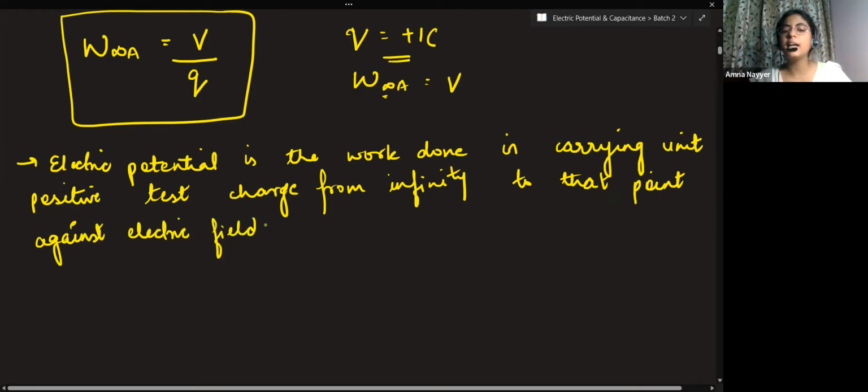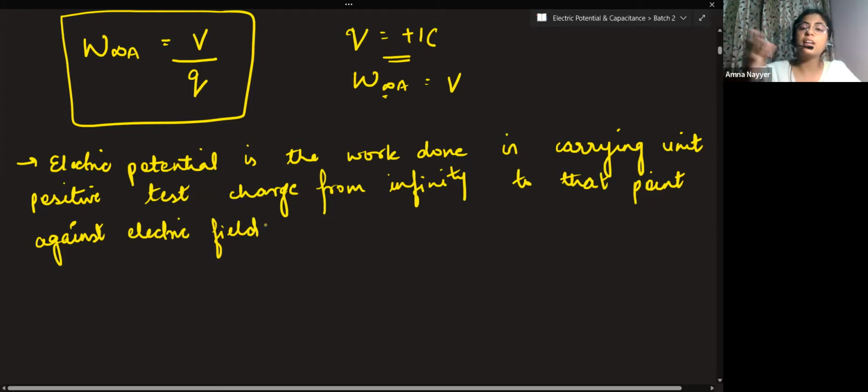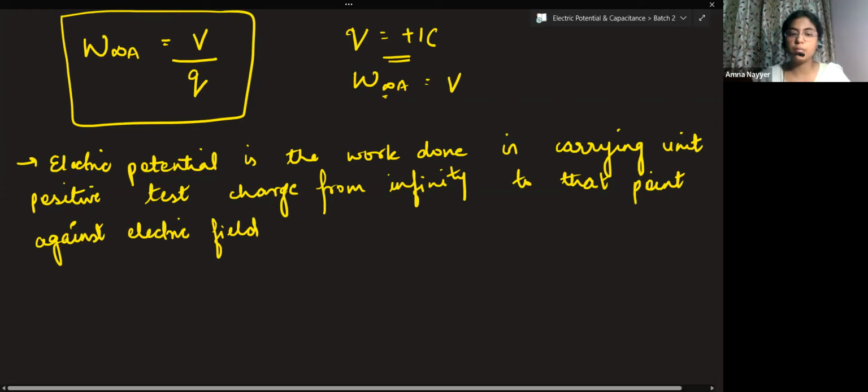Now see, as I've already told you, we are studying electrostatics, so charges will not move. But for moving this Q charge from infinity to this point, we are actually not moving it. This motion is not signifying electric potential. Electric potential is basically the work done, so we are concerned with the work done only. That's why there should be no acceleration produced.